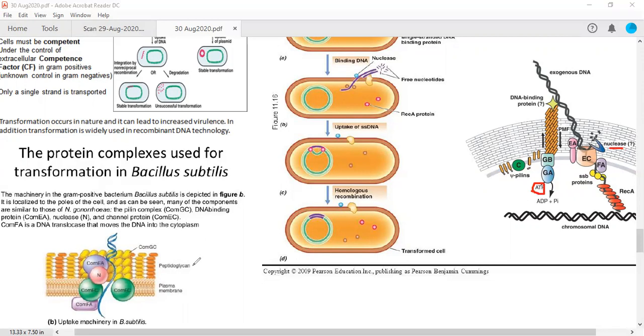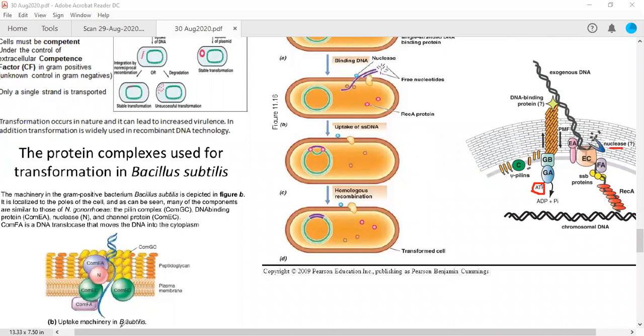As we know, gram-positive bacteria have no outer membrane, whereas gram-negative bacteria have an outer membrane or a capsule, which differentiates these two types of bacteria. Therefore, gram-positive and gram-negative bacteria have little differences in the transformation process. Suppose this is some DNA binding protein, then this is a channel through which the DNA will come into the cytoplasm and ultimately be integrated into the bacterial chromosome.